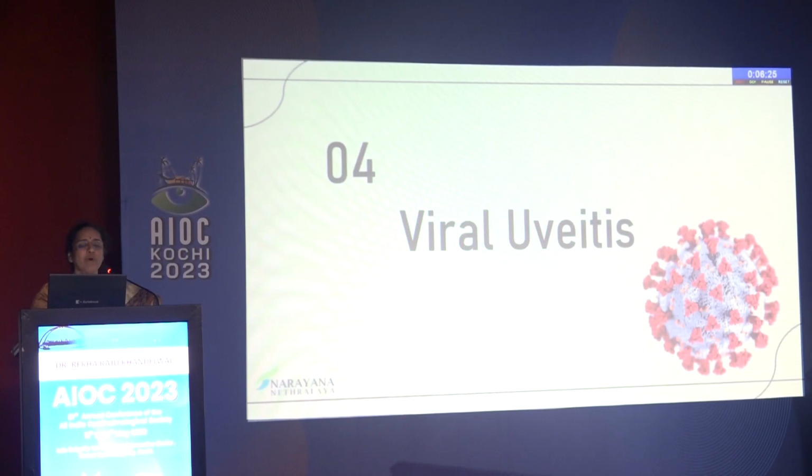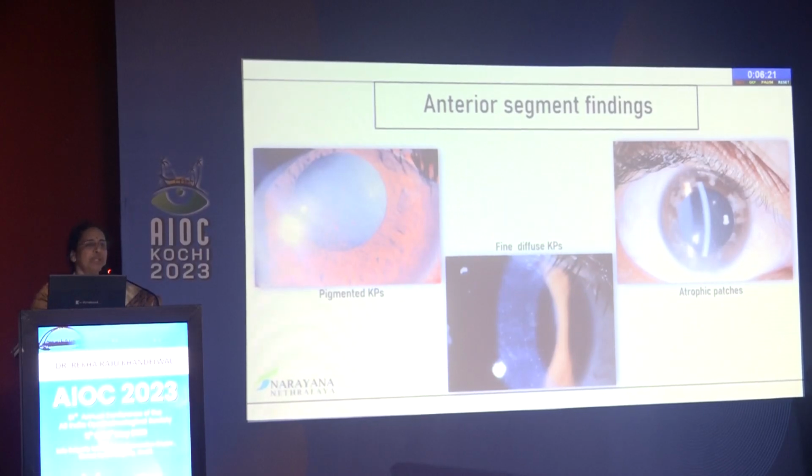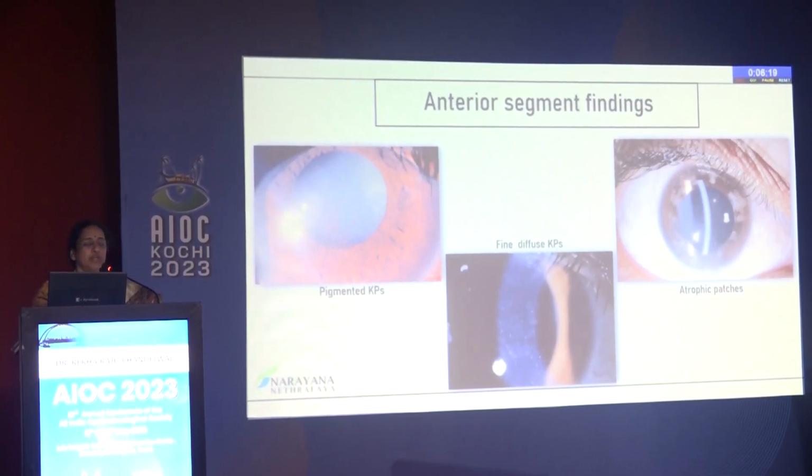Next is viral uveitis. Viral uveitis we diagnose based on the clinical presentation. It can have diffuse pigmented keratic precipitates across the cornea or atrophic patches of the iris with increased intraocular pressure. We make the diagnosis based on the clinical presentation and treat with appropriate antiviral and anti-inflammatory therapy.